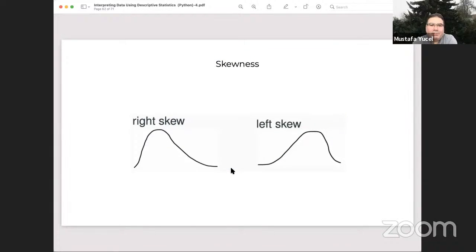Skewness is a kind of deviation from the Gaussian distribution. In this case, this data is right skewed. In here, it's left skewed data. That means here there are some extreme points out.